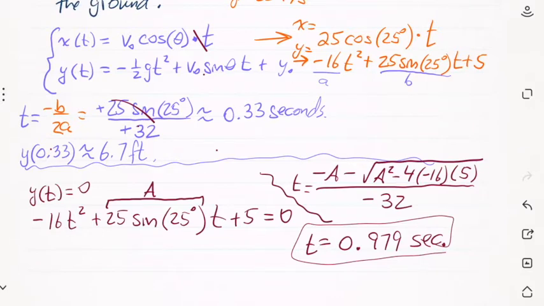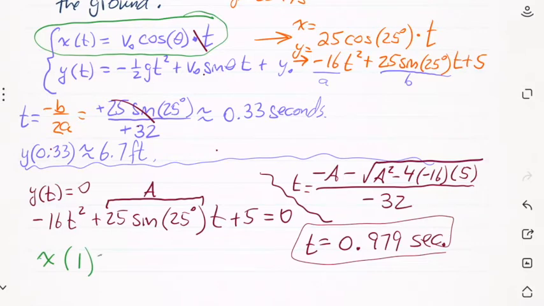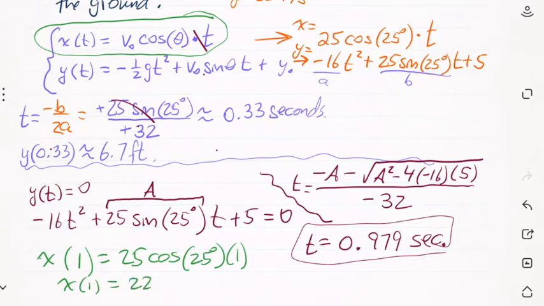So I need to take the t here, and how far away is this formula? It's the distance horizontally that the object has gone. So here I need to find x of basically 1 second. And we have 25 cosine of 25 degrees times 1, which is cosine of 25, 22.7. So here x would equal 22.7 feet that it has traveled.